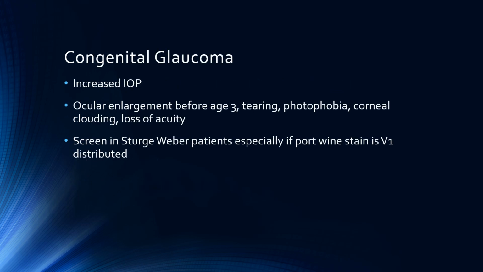Congenital glaucoma is defined as an increased intraocular pressure. The eyes would enlarge before age 3, and you might see tearing, photophobia, corneal clouding, and a loss of acuity. You would screen Sturge-Weber patients for glaucoma if they have a port wine stain that's distributed over the V1.